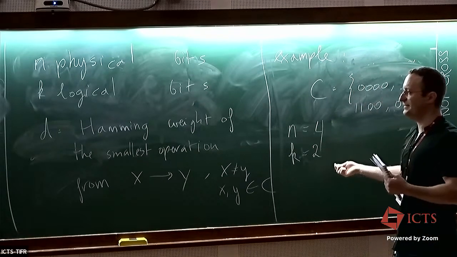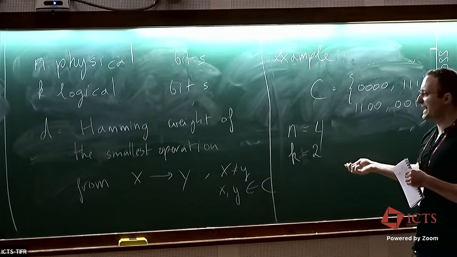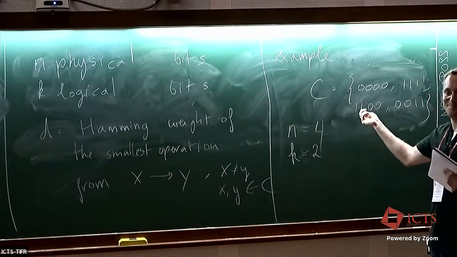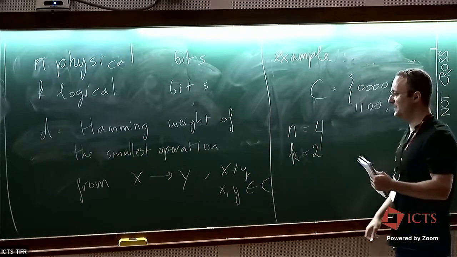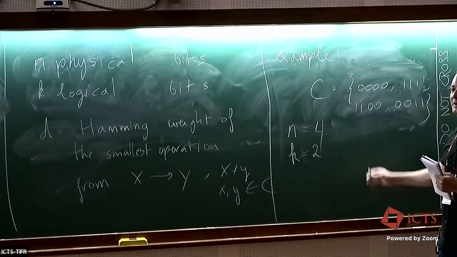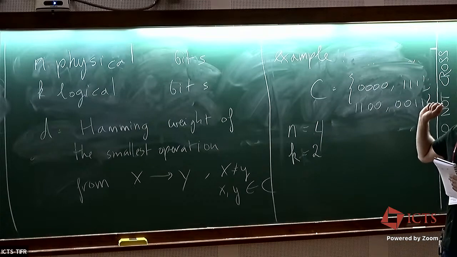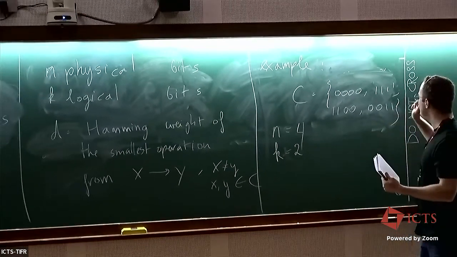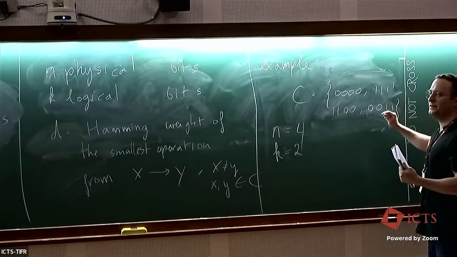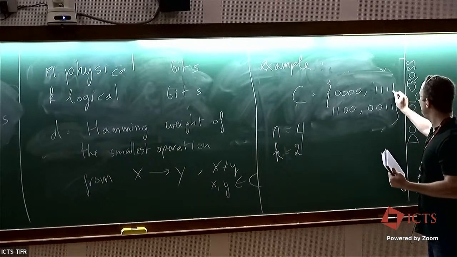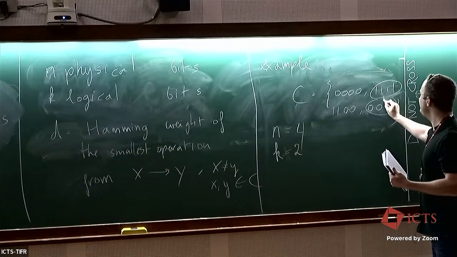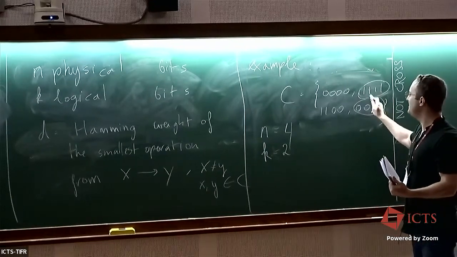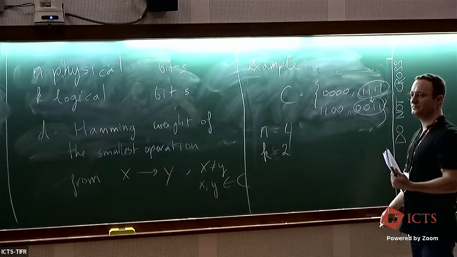What is the distance? The Hamming weight is the number of ones in a string of bits. What is the distance here? 2. Why 2? Because to go from this one to this one, I need to flip 2 bits, namely these 2.